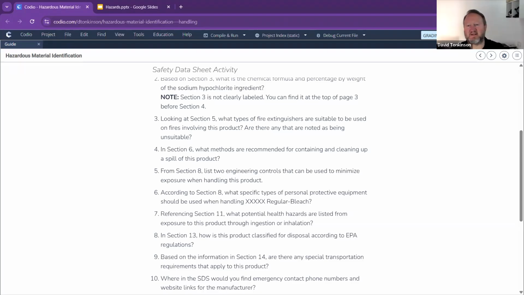We'll do question 6 anyway. Let's dive into 6. According to section 8, what specific types of personal protective equipment, our good old PPE, should be used when handling this particular item?